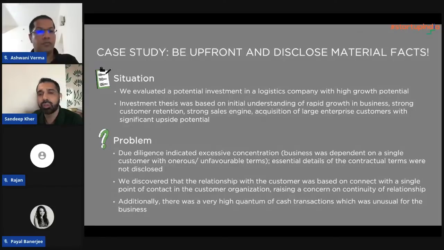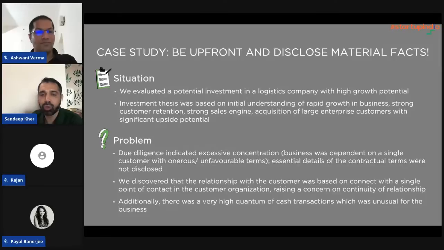When we undertook the diligence exercise, we realized that there was huge dependence on just one specific customer, and that was obviously, in hindsight, yes, we can all say this, that we found that.